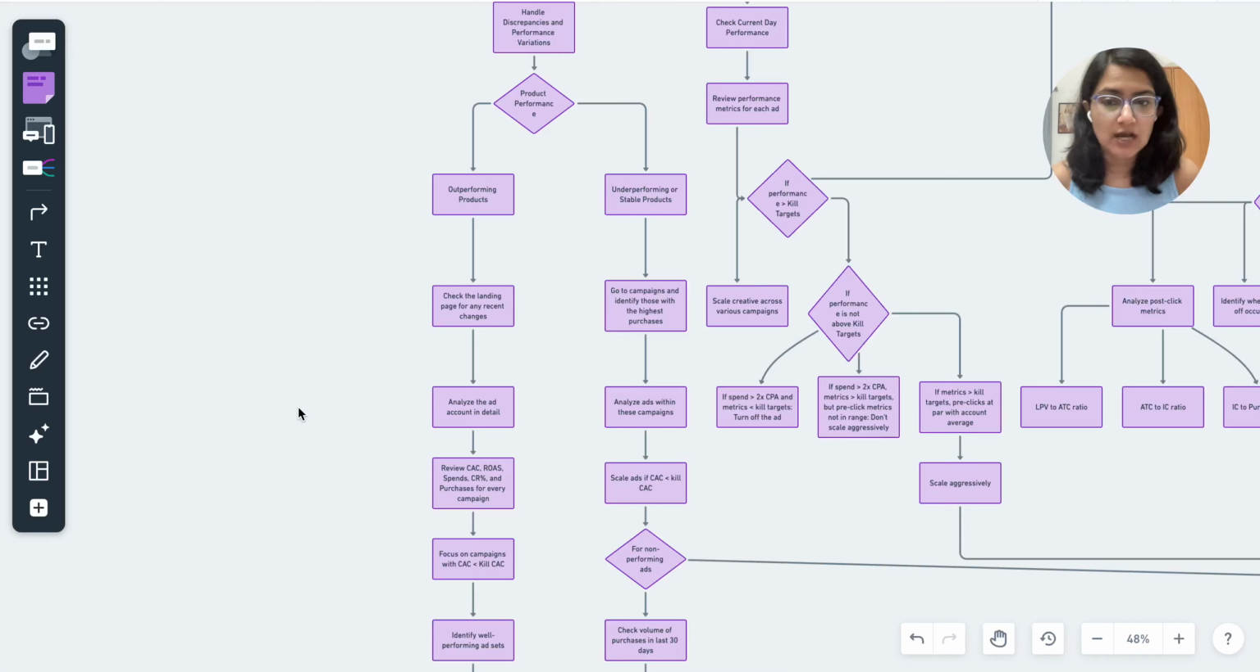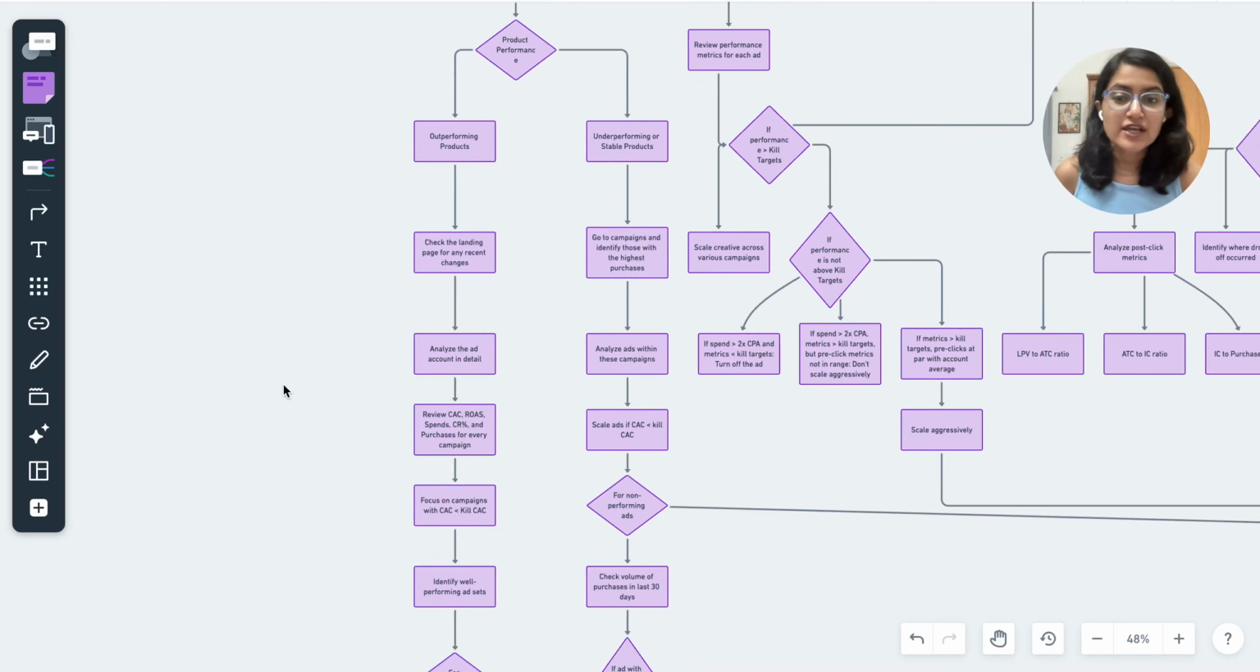So if the product is outperforming, first check the landing page of the product. Are there any changes that have made your product outperform? Is there any change in the offer? Is there any change in the add to carts? And then you analyze the ad account in detail, reviewing the CAC, your ROAS, your spends, the conversion rate and purchases of every campaign. Focus on the campaigns with CAC lower than your kill CAC. Why? Because this is where you need to scale.